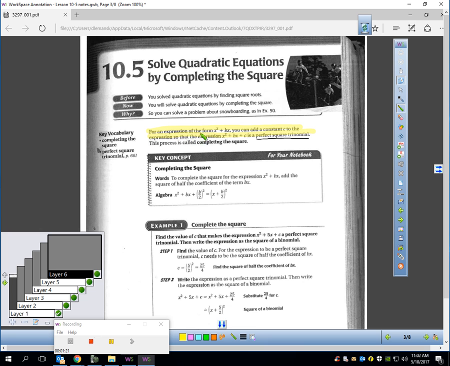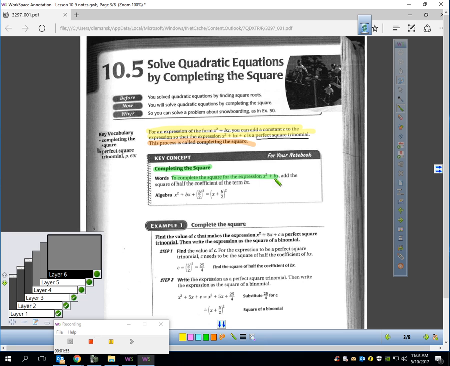For an expression of the form x squared plus bx, so you notice this looks like it's in standard form, and then there'd be plus c, you can add a constant c to the expression so that the expression in standard form is a perfect square trinomial. If you need to review perfect square trinomials, we learned about those in lesson 9.7. This process that you're going to learn is called completing a square. Here's how you do it.